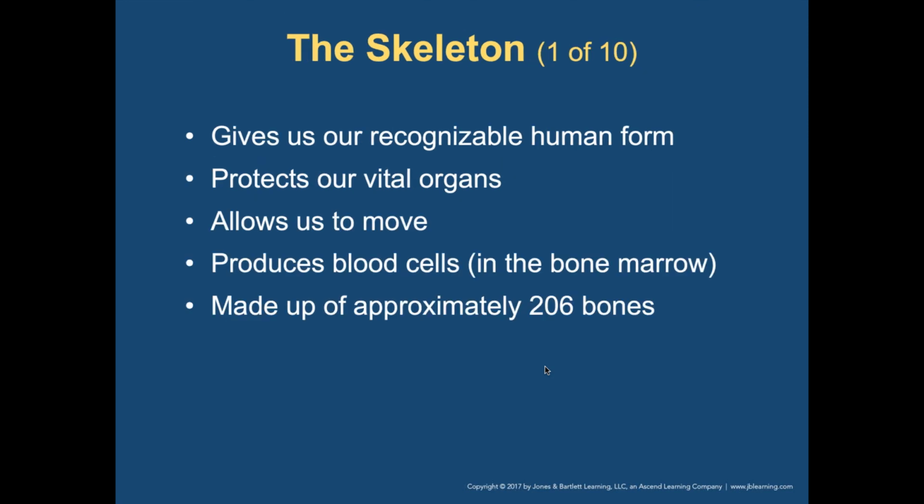We're going to go into the skeleton. We're going to start to get deep here in a second. All right, so I expect somebody to key in and say something in just a second. So the skeleton gives us our recognizable human form, structure, our shape. We know it's made up of 206 bones. Can somebody tell me why or if there are any extra bones? The bones also produce blood cells in the bone marrow and serve as a reservoir for important minerals and electrolytes.